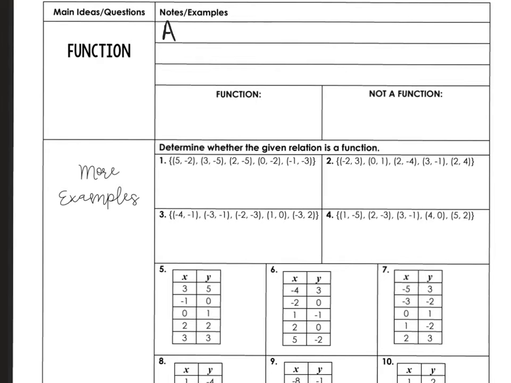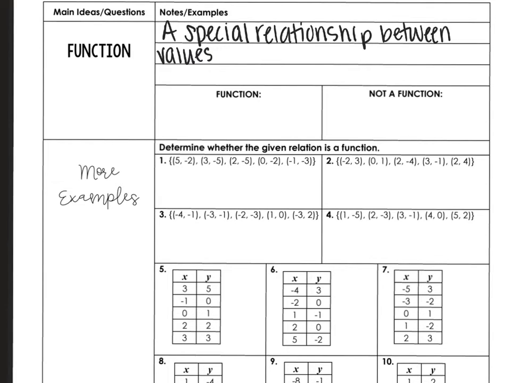A function is a special relationship between values. So each x value, which is what we're putting in, so that's our input, has exactly one y value, or what we would call our output.